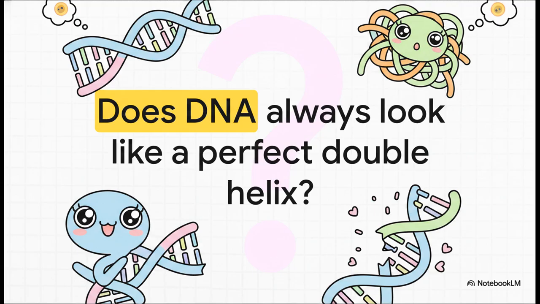And I want to throw a question at you right off the bat. Does DNA always look like a perfect double helix? We are so used to that classic Watson and Crick B-DNA shape, but honestly, a perfect linear B-DNA conformation is actually super unlikely to exist just like that inside a living cell. It simply can't afford to be that rigid.